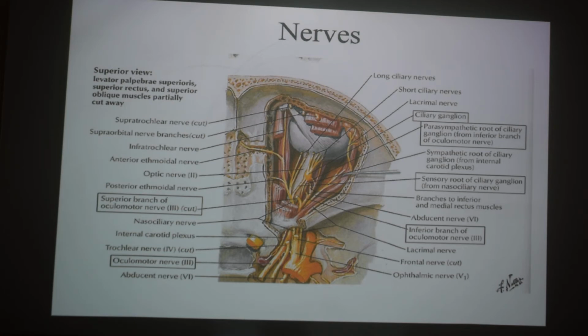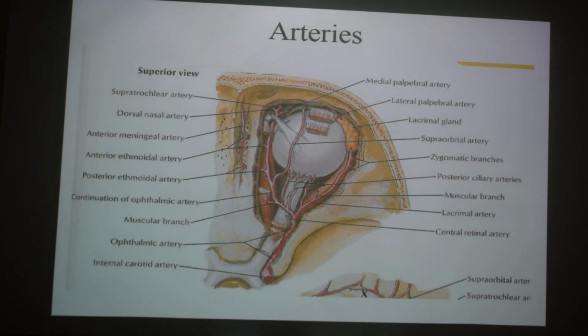So there are two divisions of the oculomotor nerve. The superior division is supplying the superior rectus and the levator palpebrae superioris. The inferior division is going to supply the medial rectus, inferior oblique, and also the ciliary ganglion. So parasympathetic supply is also going through the inferior division of the oculomotor nerve. The nerves, you can see it here.